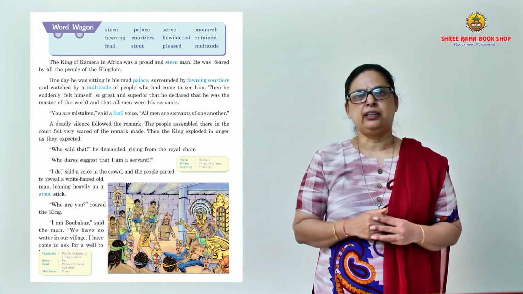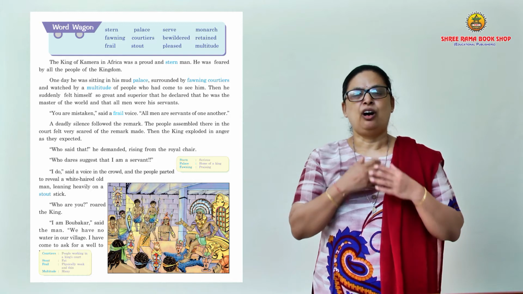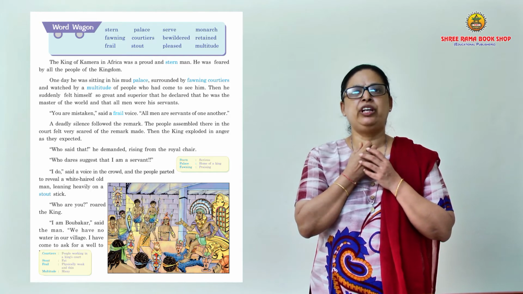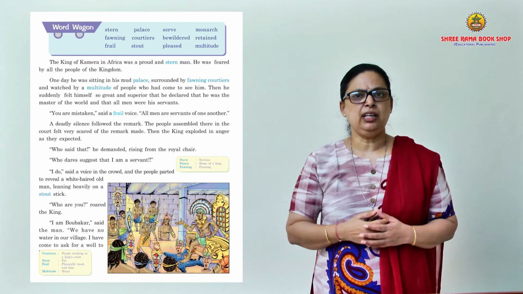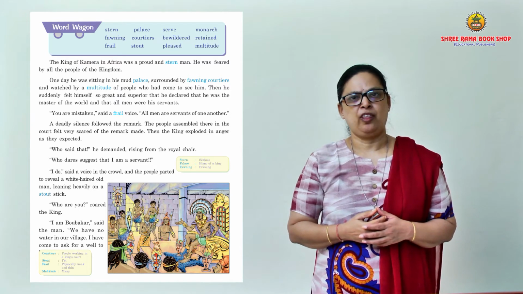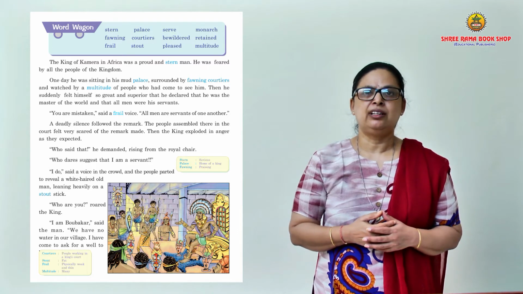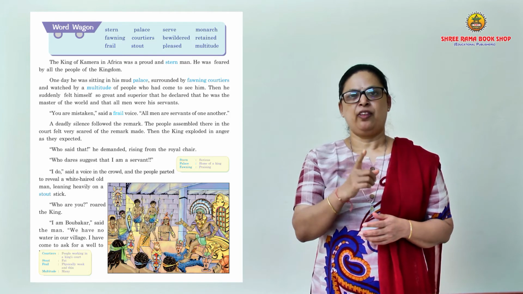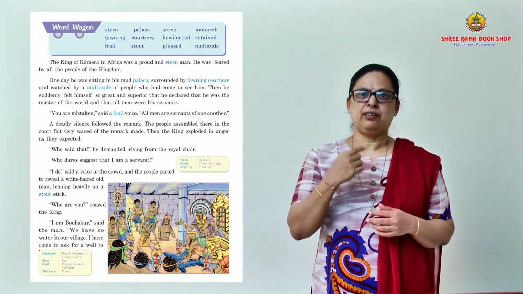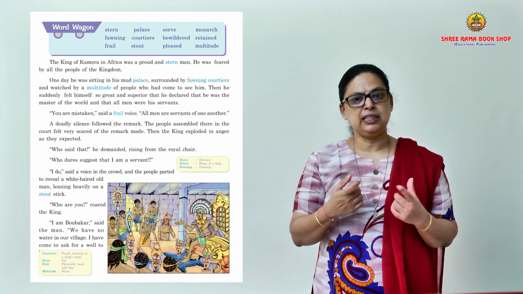You are mistaken, said a frail voice. Now what is this frail voice? A voice which is very low, very weak. So the weak voice, what did it say? You are mistaken. All men are servants of one another. So what did the voice say? You are wrong. All men are servants of one another. How is it possible? Let us see.